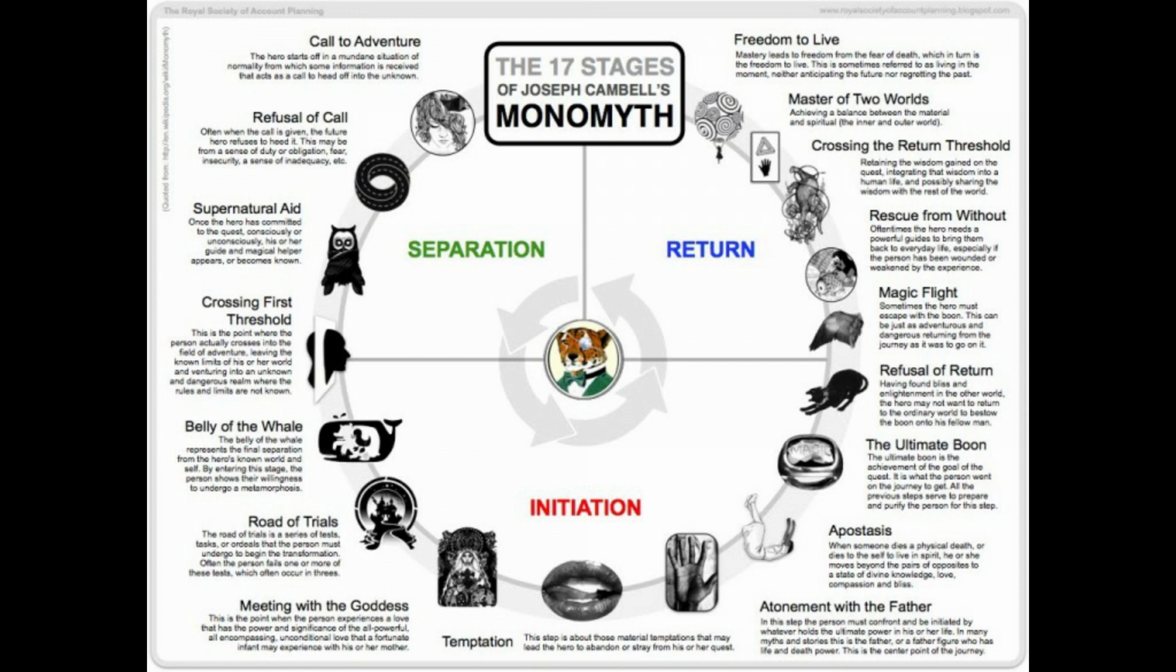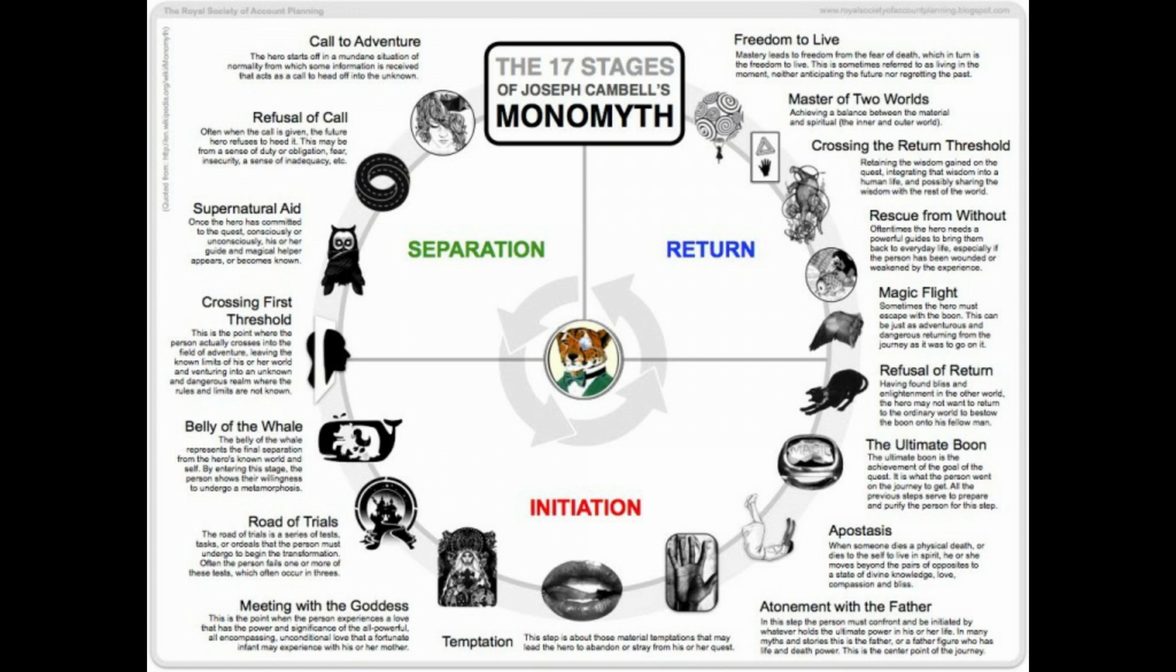It shows the structure, that there are kind of three sections in there. The separation is up on the upper left. That whole lower half is the initiation, and then in the upper right section, we've got a return. Within each one of those larger sections, there are individual steps that we take along the way. And these are the sequences that he was picking out.